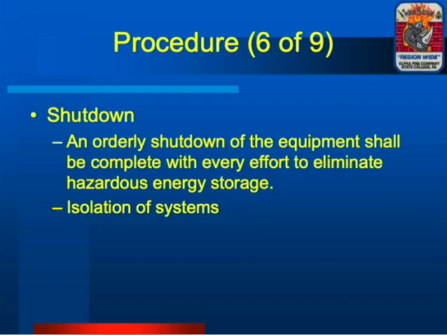From there, we're going to shut down the piece of equipment. So with this, an orderly shutdown of the equipment shall be completed with every effort made to eliminate the storage of hazardous energies. So bring all necessary energy sources to zero energy, and that is done by shutting off and isolating energy supply points. So you're going to shut off the power, which could be a switch. You're going to shut off a ball valve. They may be supplying hydraulic energy or pneumatic energy.